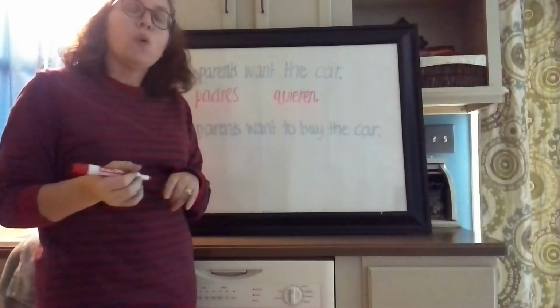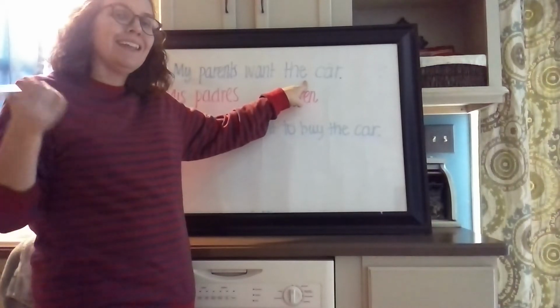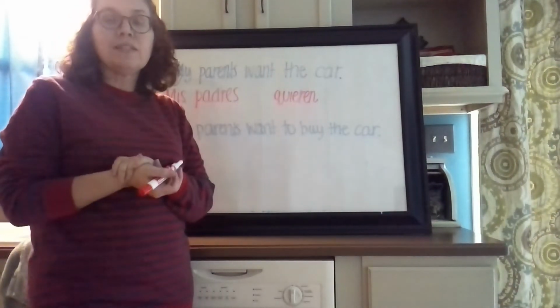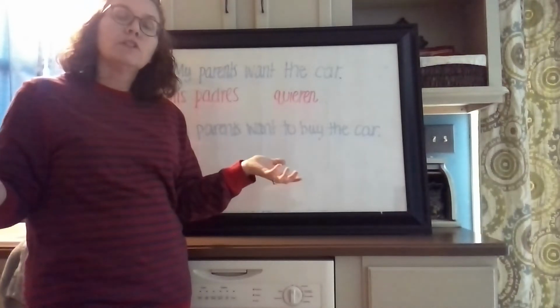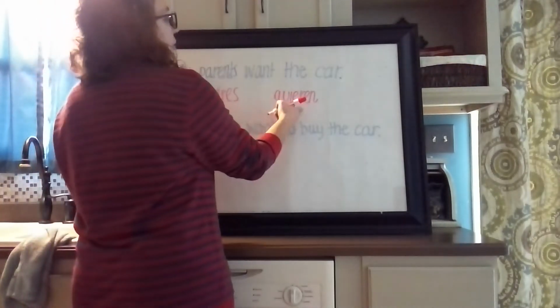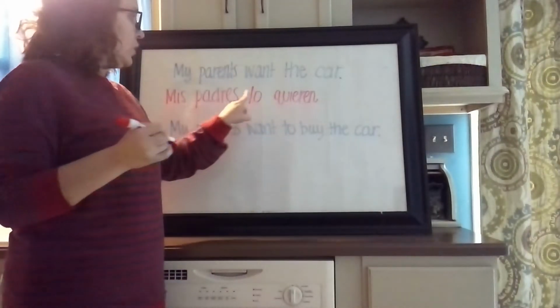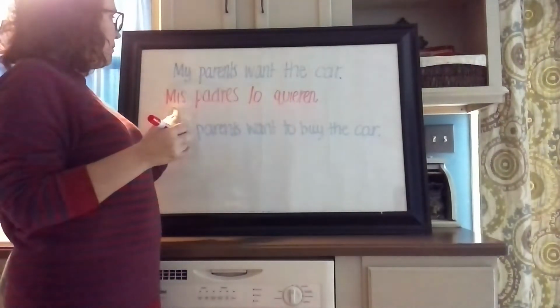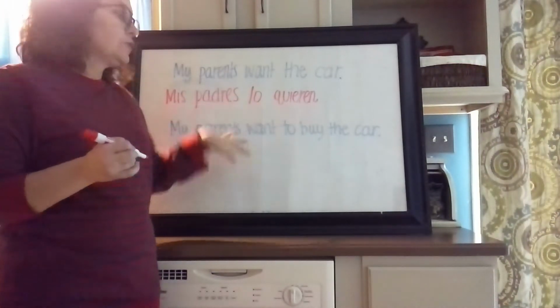And my parents want what? The car. And the car is el carro. So what DOP replaces el carro? Good, lo. We're going to put it before the conjugated. The correct sentence should have read, mis padres lo quieren. My parents want it. Let's do the next one.